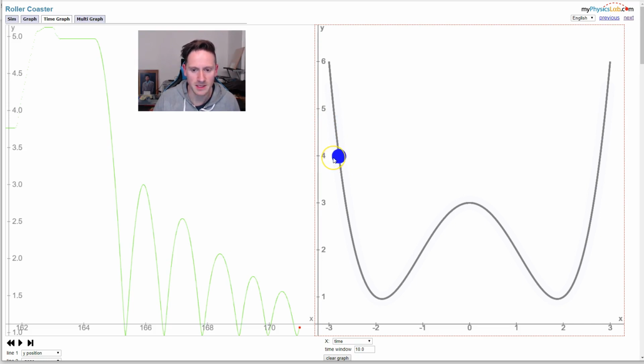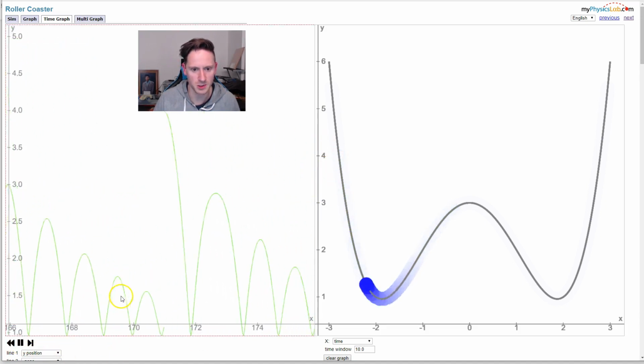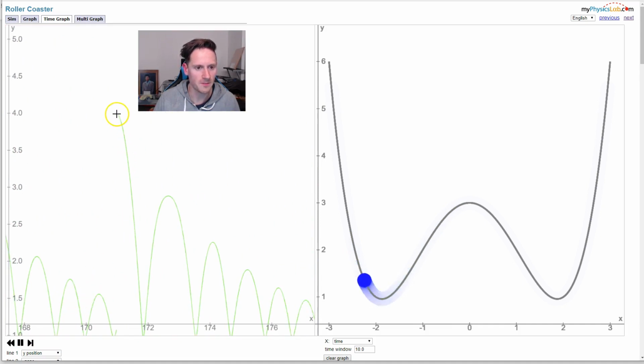So let's just say this is 4 meters, and I'm going to let that go, and you might have to press play down here. It's going to do some stuff with this graph. Now, you might have to click and drag here. So the 4 meters was where I started it, which correlated with this 4 meters here. And then hopefully you noticed it bounced as the ball went up and down.